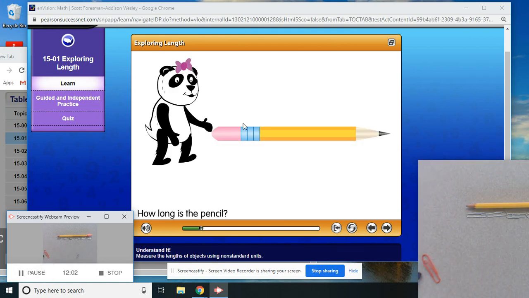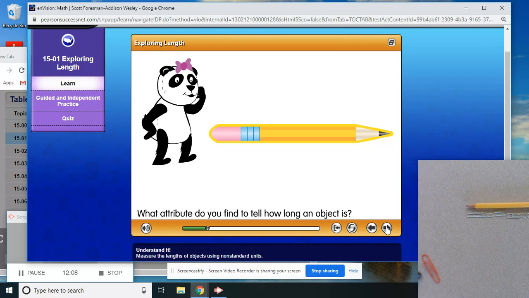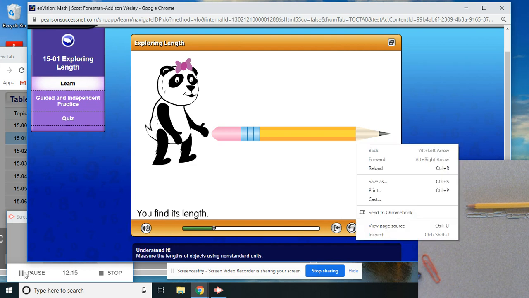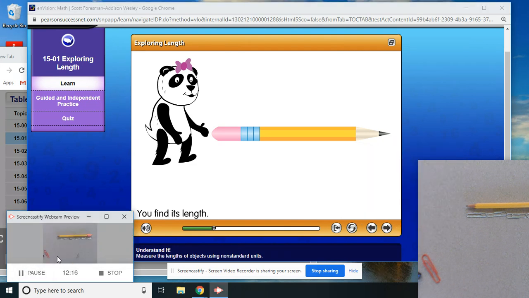All right, so we're going to try it again. How long is this pencil? What attribute do you find to tell how long an object is? You find its length. All right, an attribute. An attribute is a characteristic of an object.